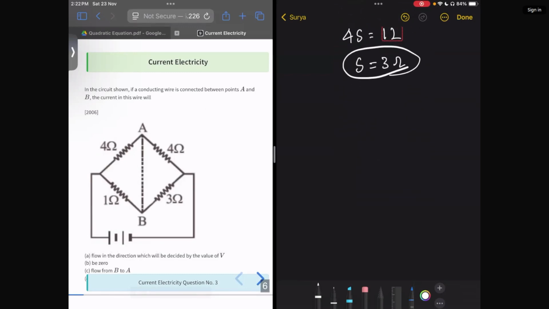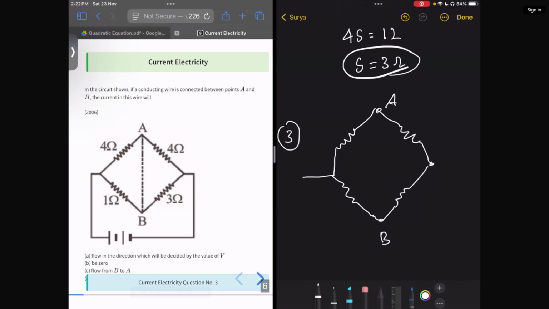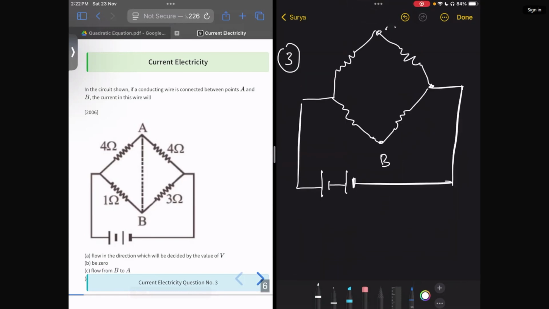In a given circuit, a conductor wire is connected between points A and B. So here there is a circuit. Point A here, and this is point B. So this is the given circuit. There is 4 ohms, this is 1 ohm, 3 ohms, and 4 ohm, right?